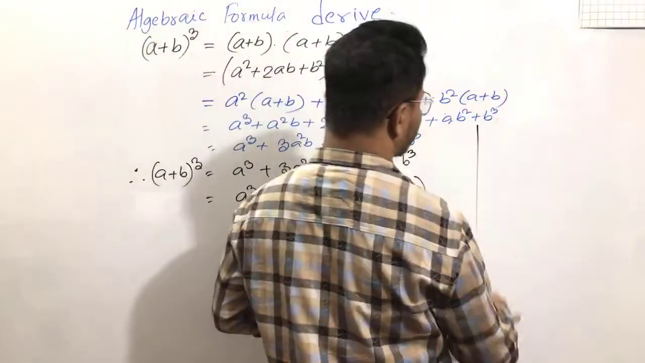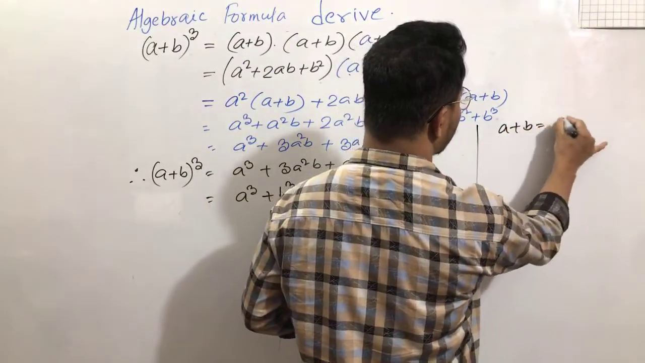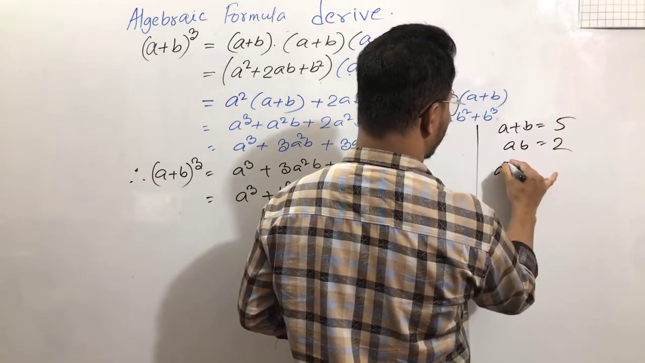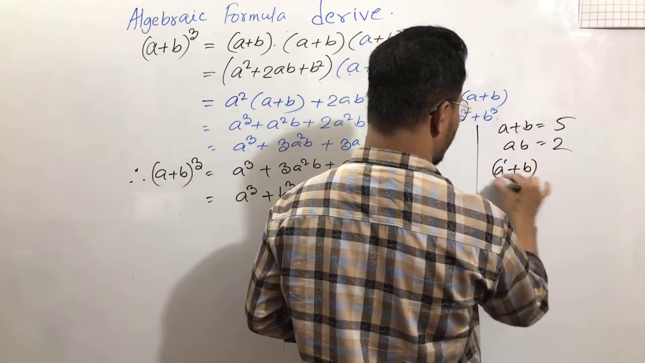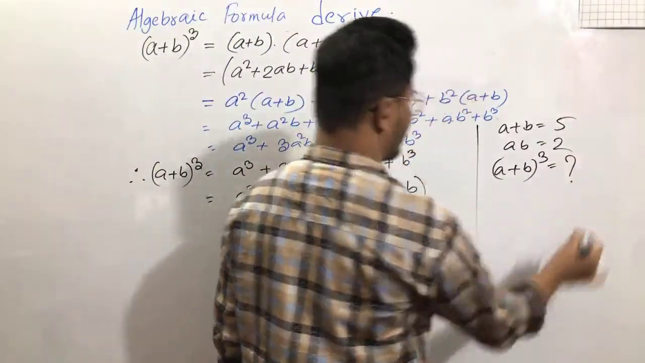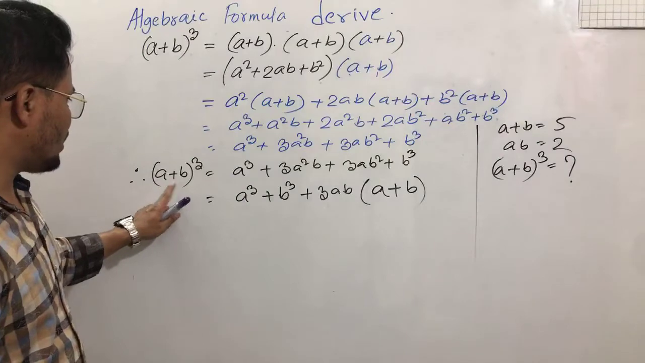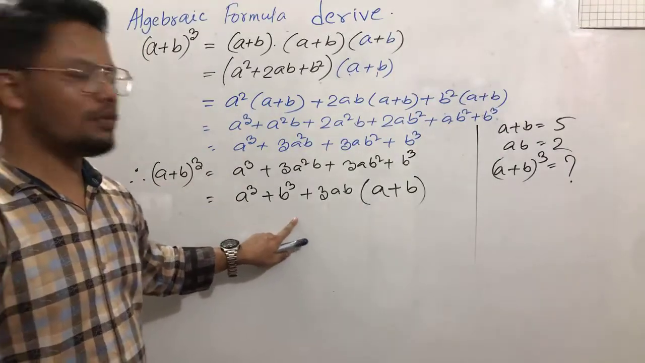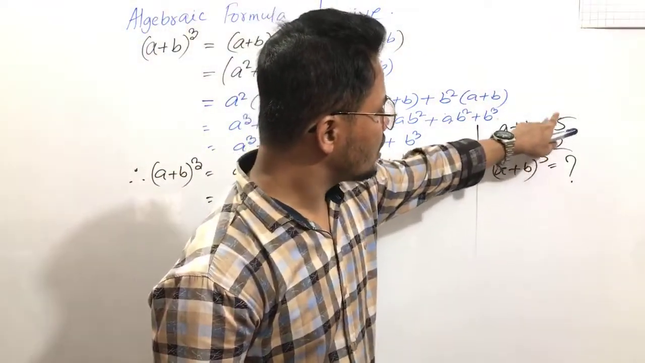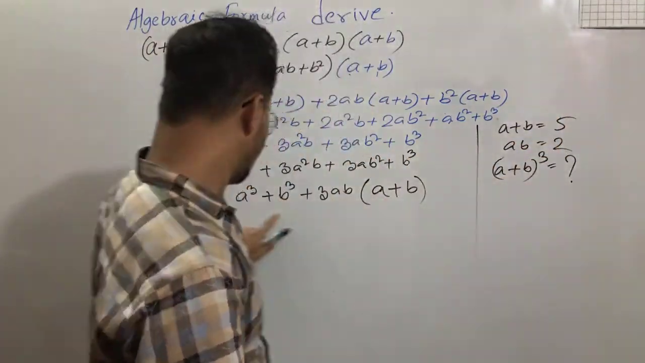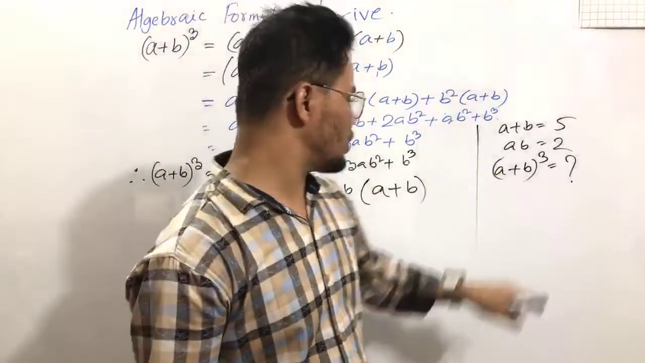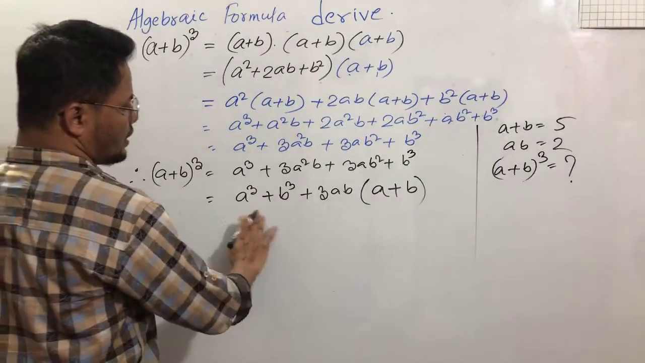Like this one: a + b = 5, then ab = 2. What will be the formula of (a + b)³? Now you can apply this formula: (a + b)³ = a³ + b³ + 3ab(a + b). Then directly, after putting the values 5 and 2 and doing the calculation, you can find the value of (a + b)³. So this is the formula.